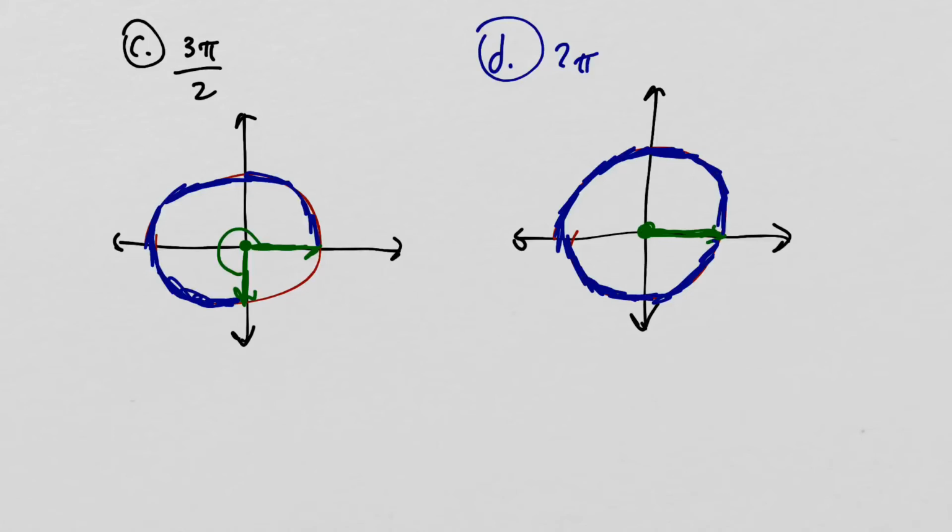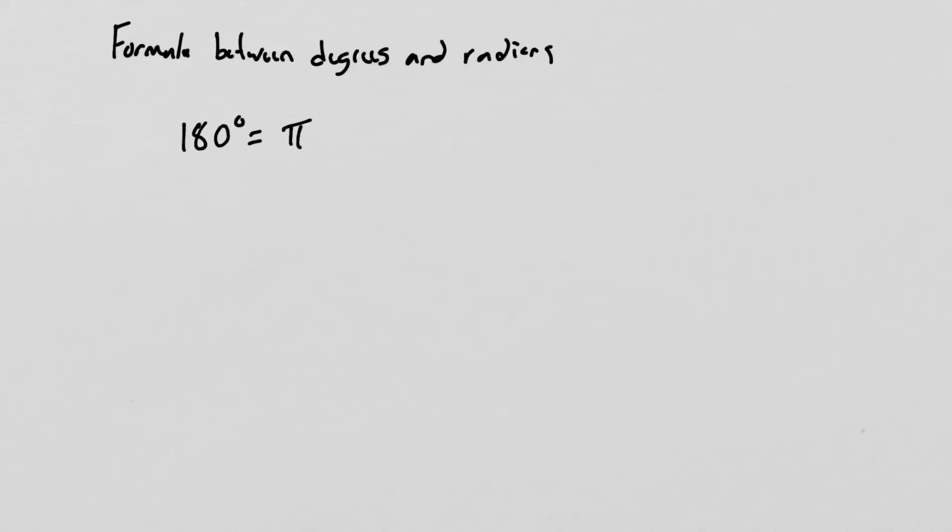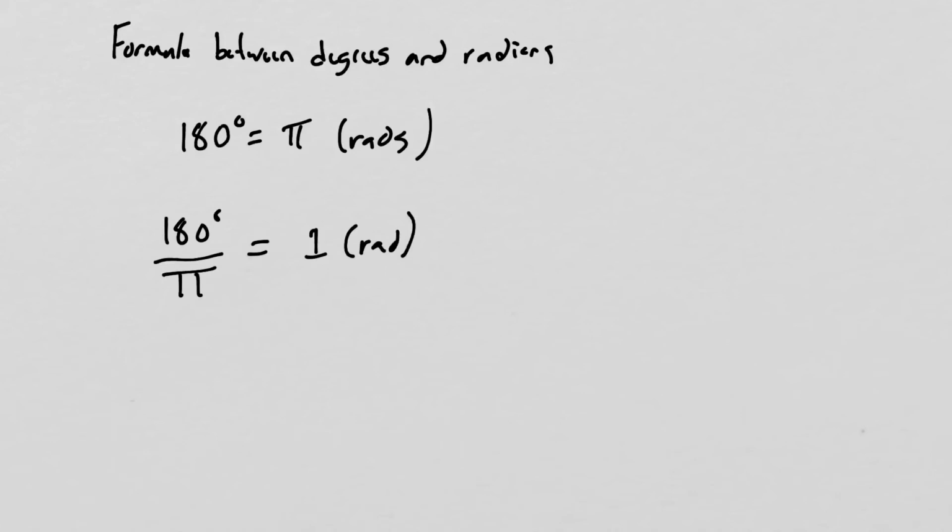Now let's go ahead and look at the relationship between degrees and radians. What we have is that 180 degrees is going to be equal to pi radians. Equivalently, we can say that 180 degrees divided by pi is going to be equal to 1 radian. Or that 1 degree is going to be equal to pi divided by 180 radians. Throughout the rest of this section, if no unit is specified, we're going to assume that the unit is radians then.